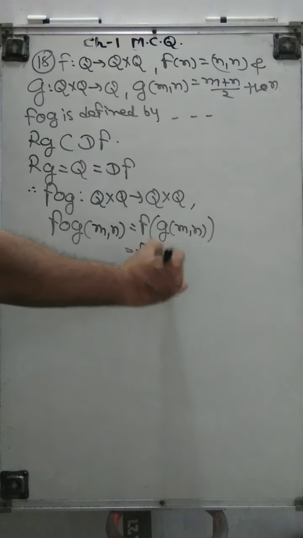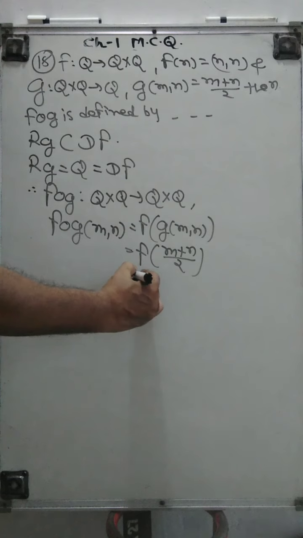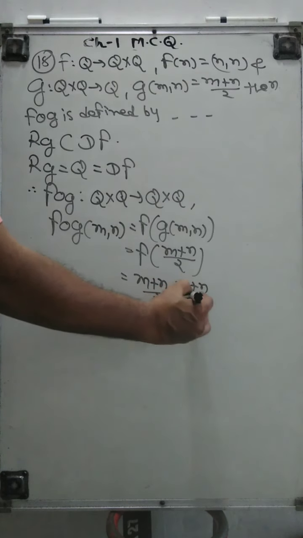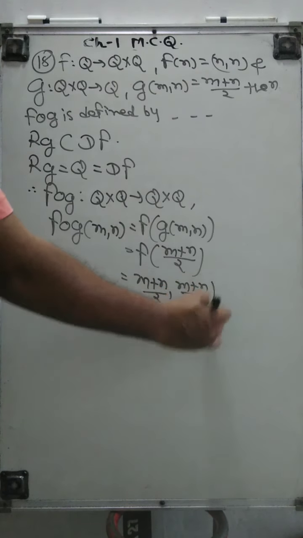But now f(n) = (n, n). So we can say that ((m+n)/2, (m+n)/2). So this is our function: fog is defined by ((m+n)/2, (m+n)/2). Right? So this way we can obtain our answer. Now we go for the next one.